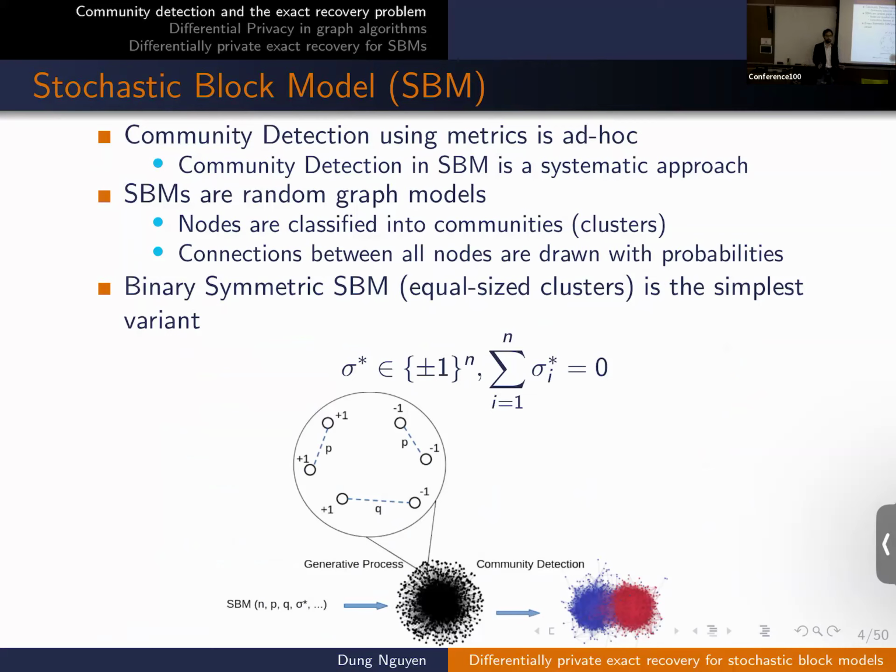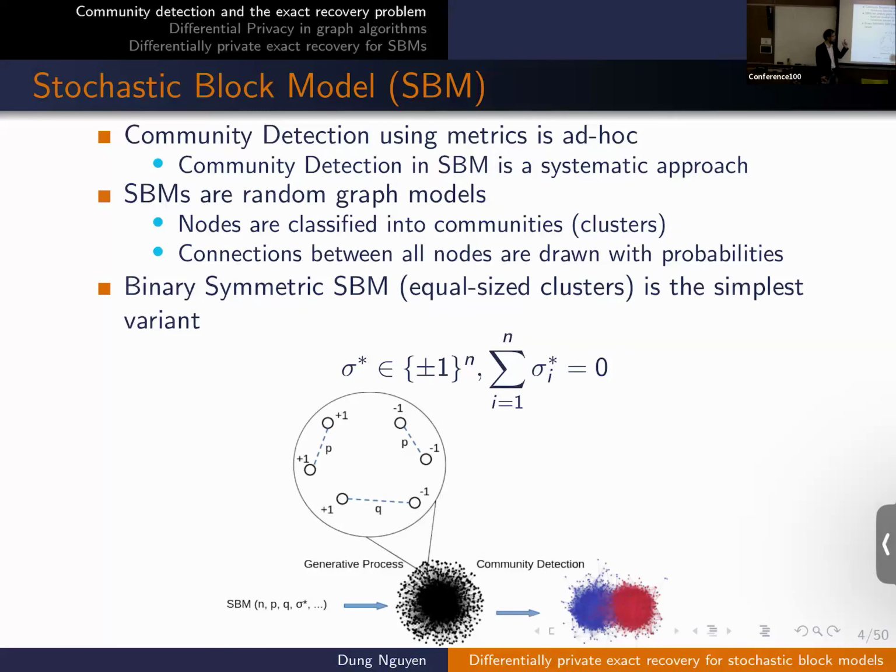One way to set up a benchmark for community detection is to set up graphs that have an underlying community structure by default, and the stochastic block model is one of these models. Now, the vertices or the nodes in a graph are classified into different clusters. Each node i is assigned a value sigma star i that gives the cluster value for the vertex i, and the connection between every pair of vertices is randomly sampled with some probability.